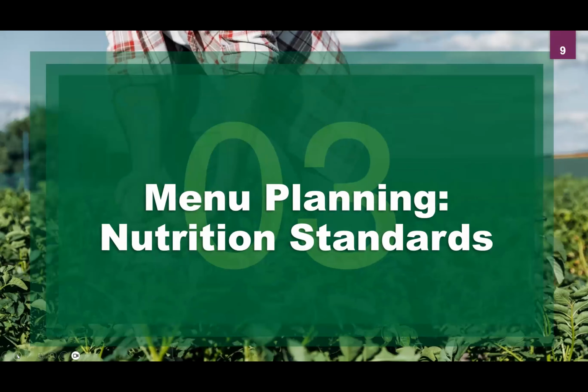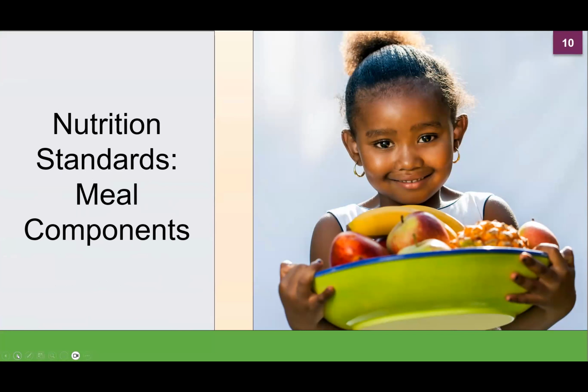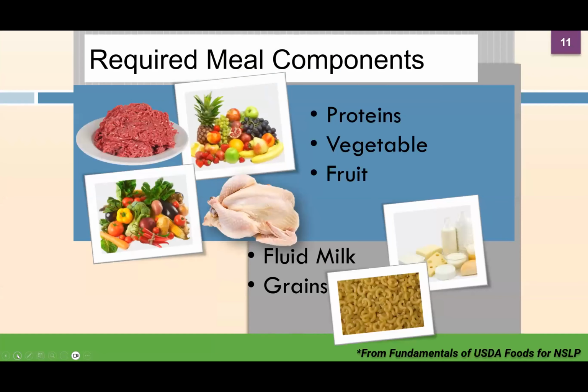So let's talk a little bit about those regulations. What are our nutritional standards? So the first thing is the meal components. So again, our meal components are meat alternates, vegetable, fruit, milk, and grain. Remember, we have our 5 components.